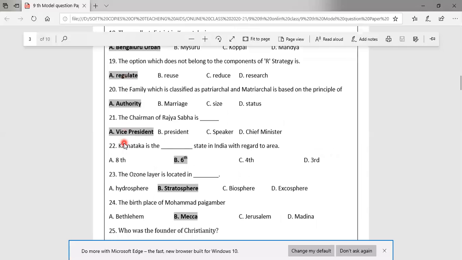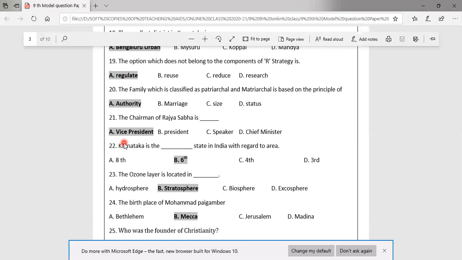The 19th question is, the option which does not belong to the components of our strategy is, option A, regulate. Option B, reuse. Option C, reduce. Option D, research. Option A, regulate is the right answer.